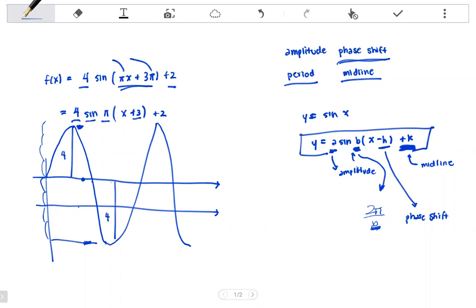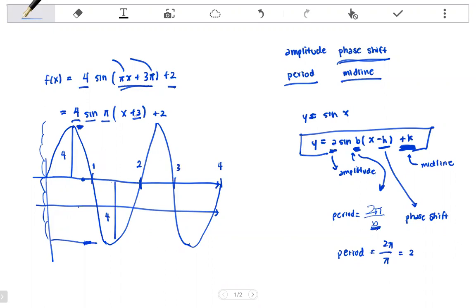So period is 2 pi over b. So we have b right now. So period is going to be 2 pi over b, which is 2 pi over pi. So our period is just going to be 2, which means that this point is going to be 2. So when we graph this, we can label these points as 1, 2, 3, 4, and so on.